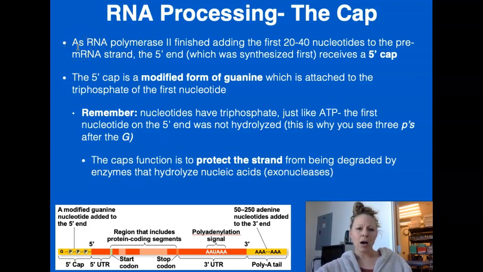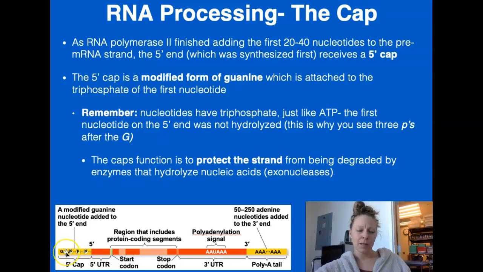As RNA polymerase finished adding the first 20 to 40 nucleotides during transcription, remember that it started at the 5' end and worked to the 3' end. It reads up and it writes down. As it did the first 20 to 40 nucleotides, a 5' cap was added. This 5' cap is a modified form of guanine. A G right here is added.